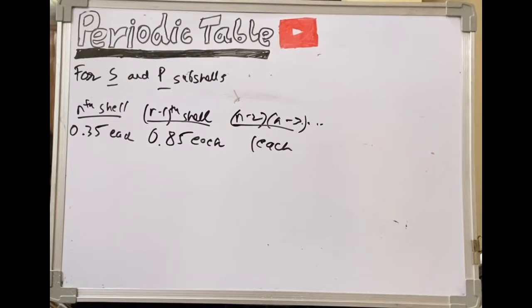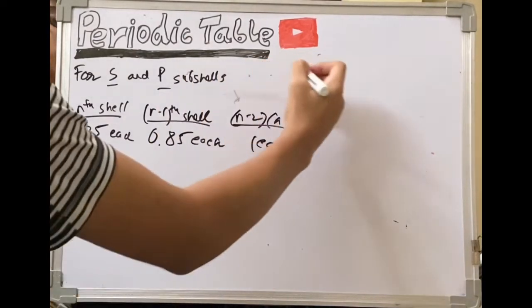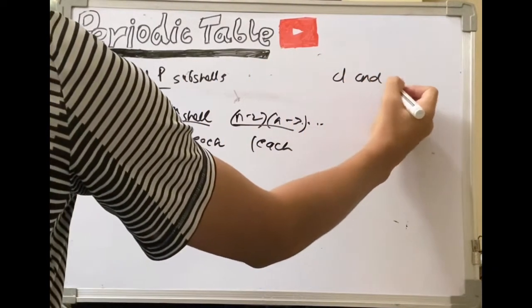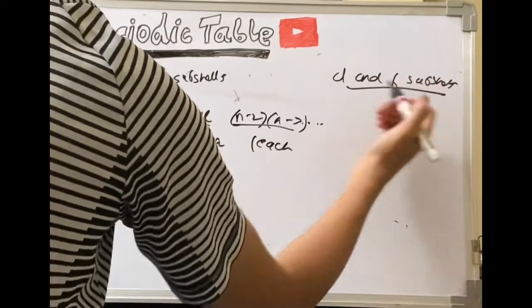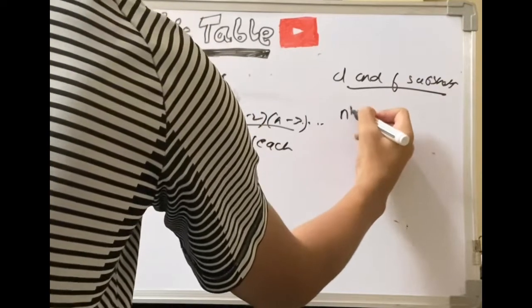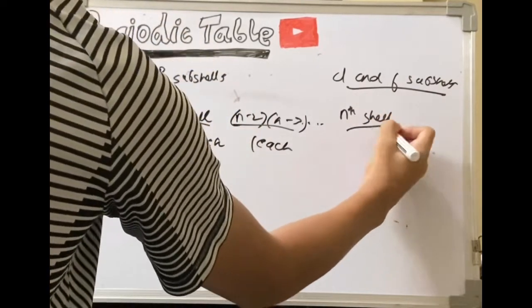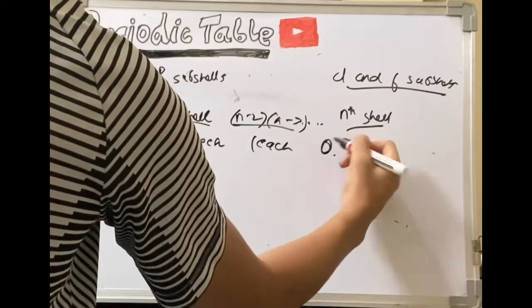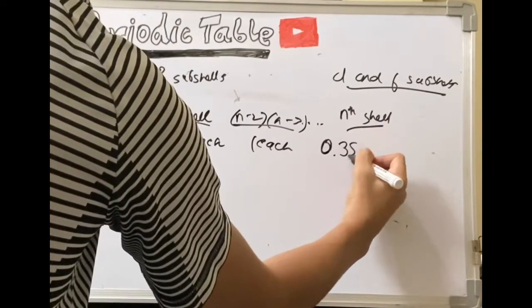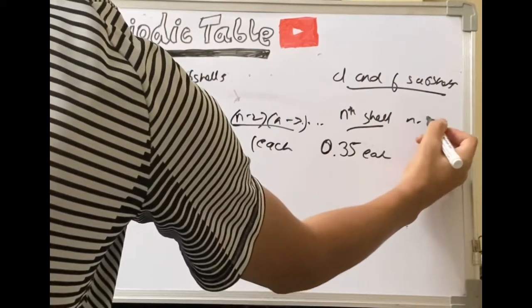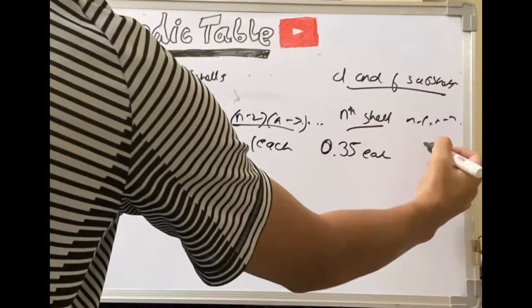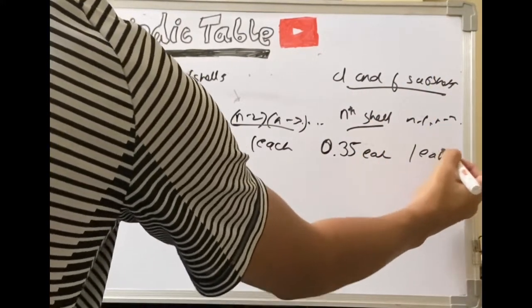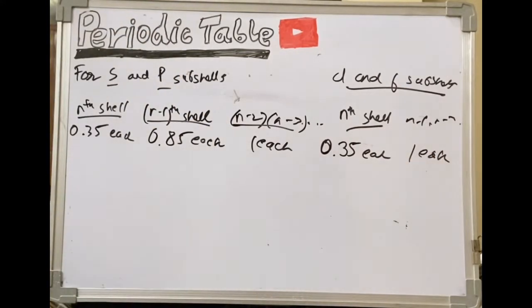Now for the D and F one, this is easier than this one. Okay, so for the nth shell, it will be 0.35 each, and for n minus 1, n minus 2, till the last one, till the first one I mean, it will be 1 each. I hope you got these values right.